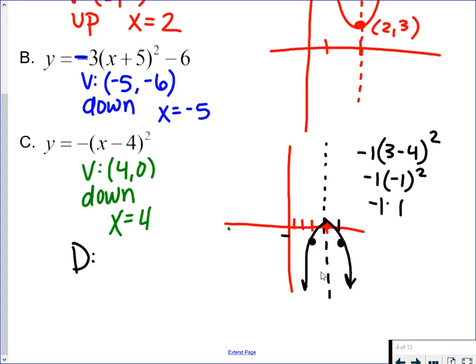What's my domain? Aha! Starting to believe me now. -infinity to +infinity. Okay? What is your range? Y is less than or equal to 0. So my Y values start at 0, and they only go down from there. Notice how none of my graph is up here. Okay? So that's why it's Y is less than or equal to 0.